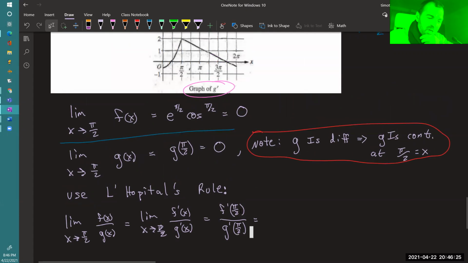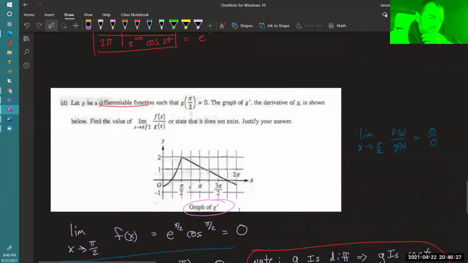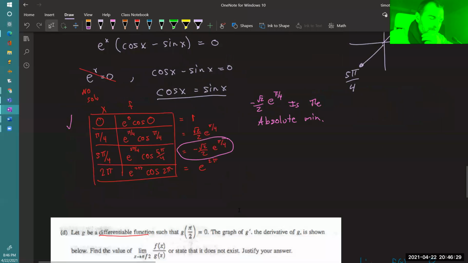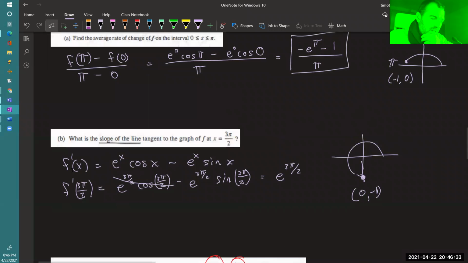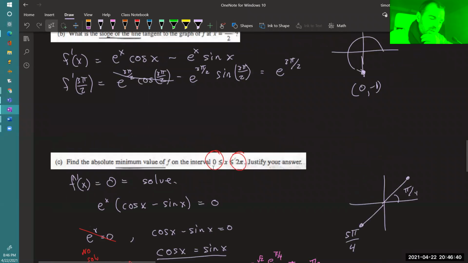So I'm going to get f prime of pi over 2. What is f prime? Again, f prime is way up here. Where is it? Here it is. e to the x times cosine minus sine. That's right.